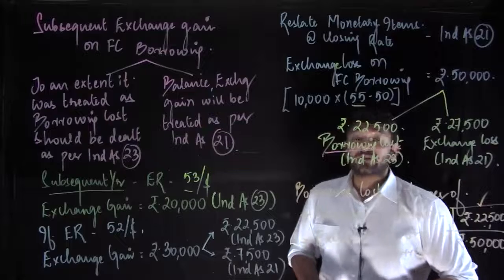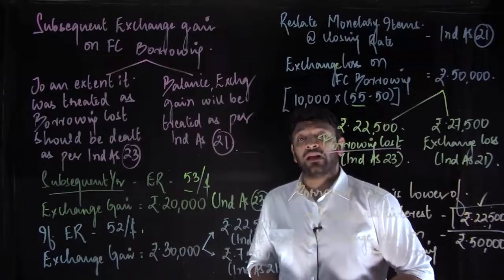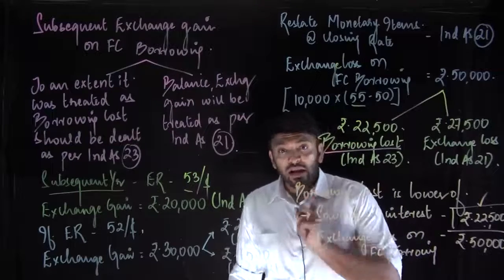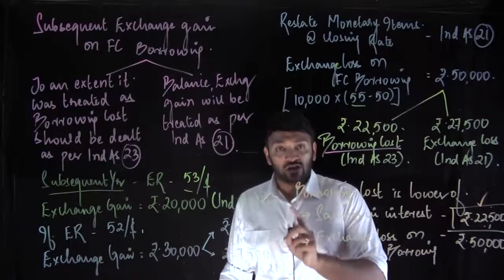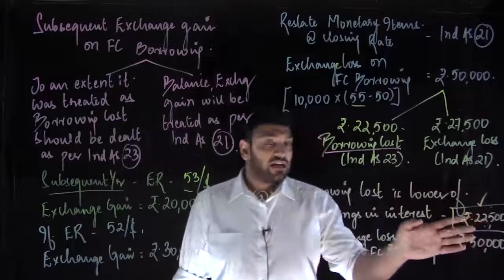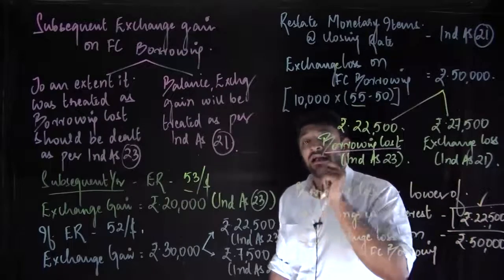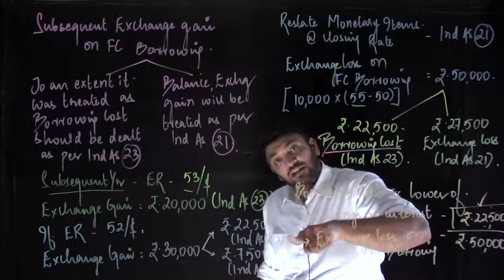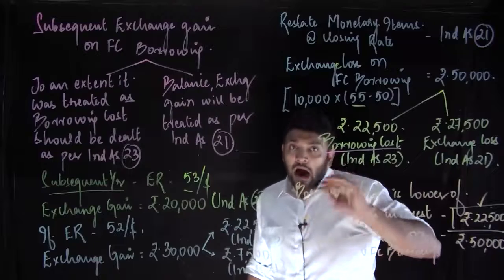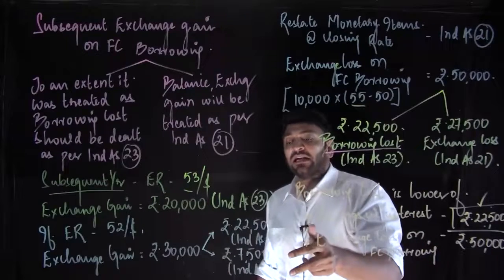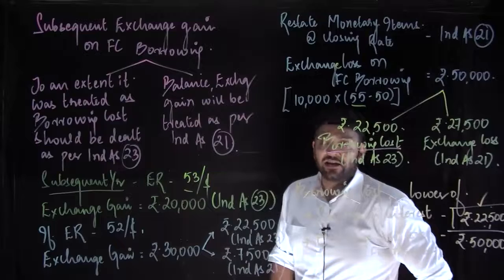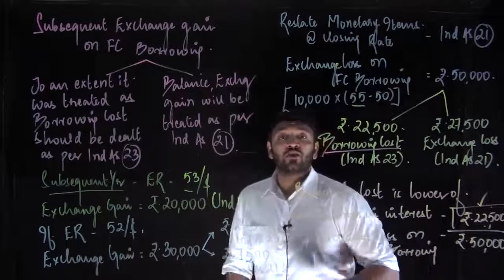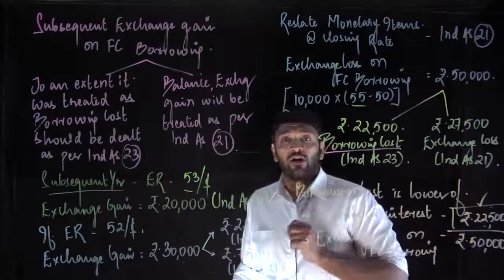This is regarding the subsequent exchange gain which will be recognized on foreign currency borrowing. So what are we trying to say? To an extent, you have treated the exchange loss as borrowing cost under Ind AS 23. To such extent, if there is a subsequent exchange gain which is recognized, I will treat it as per Ind AS 23 itself. After that, any balance, if any, I will treat it as per Ind AS 21 as exchange gain. So this is what we understand as per the exchange losses. To an extent, they can be regarded as borrowing cost.